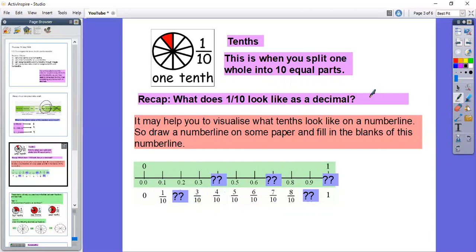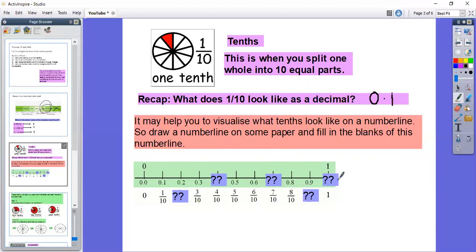So the answer is 0, because my whole has been split into 10 parts, so I no longer have a whole. 0, decimal point, and then I have 1/10, because I have one part. Okay, now we're going to use our number line to help us. So I've told you before, decimals and fractions do basically work together. So if you know what 1/10 is, you'll know that it's 0.1.